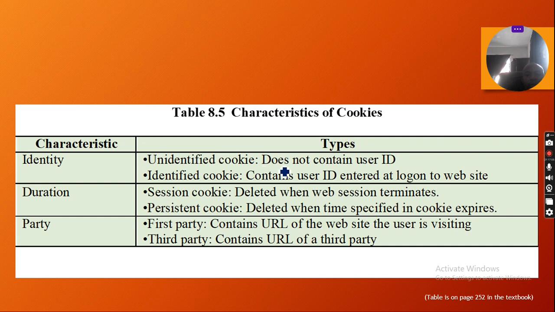Then the characteristics of cookies. We have unidentified cookies, which do not contain an ID, and identified cookies, which contain an ID during login to a website page. For duration, we have session cookies, deleted when the web session terminates. When you finish, it will be deleted. We have persistent cookies, which will not be deleted until the time specified in the cookie expires, only when the time has expired. For party, first party contains the URL of the website the user is visiting. Then the third party contains the URL of a third party.